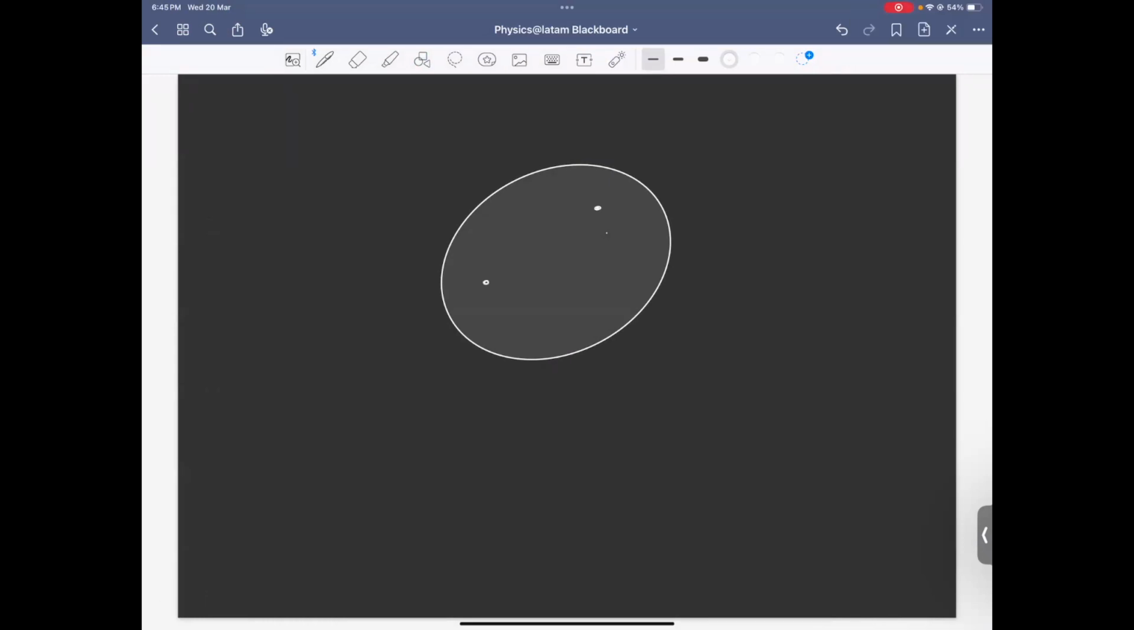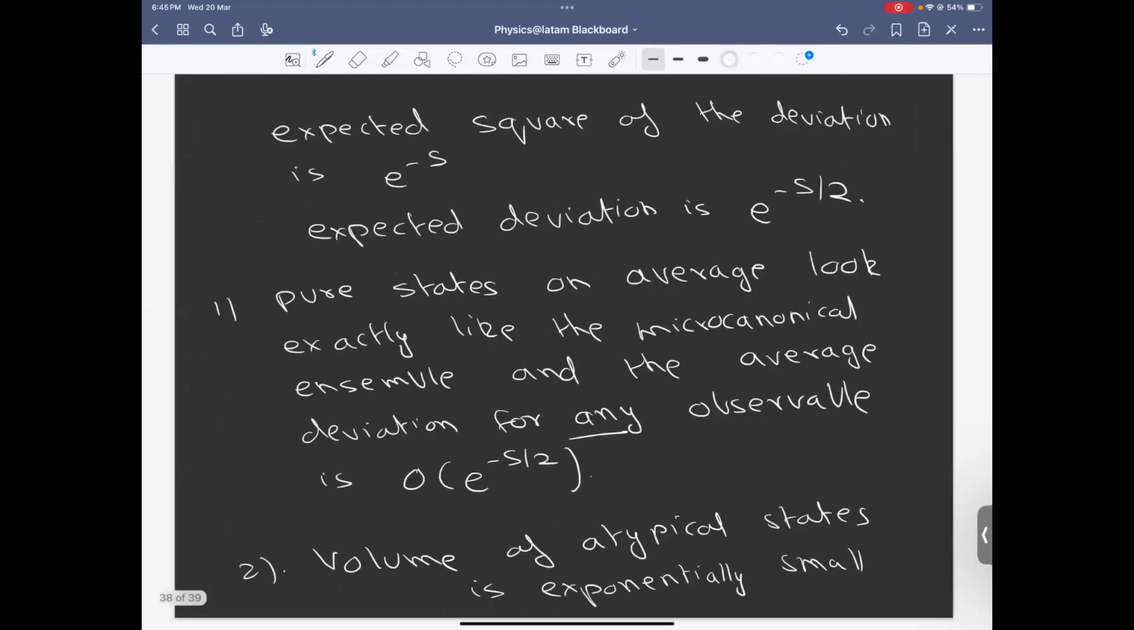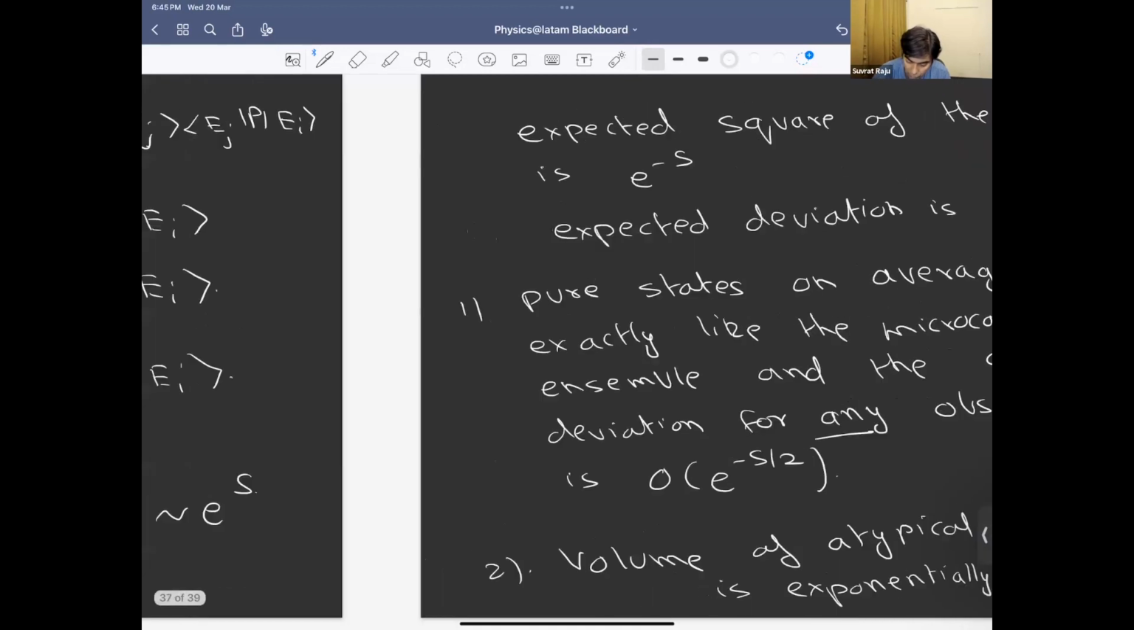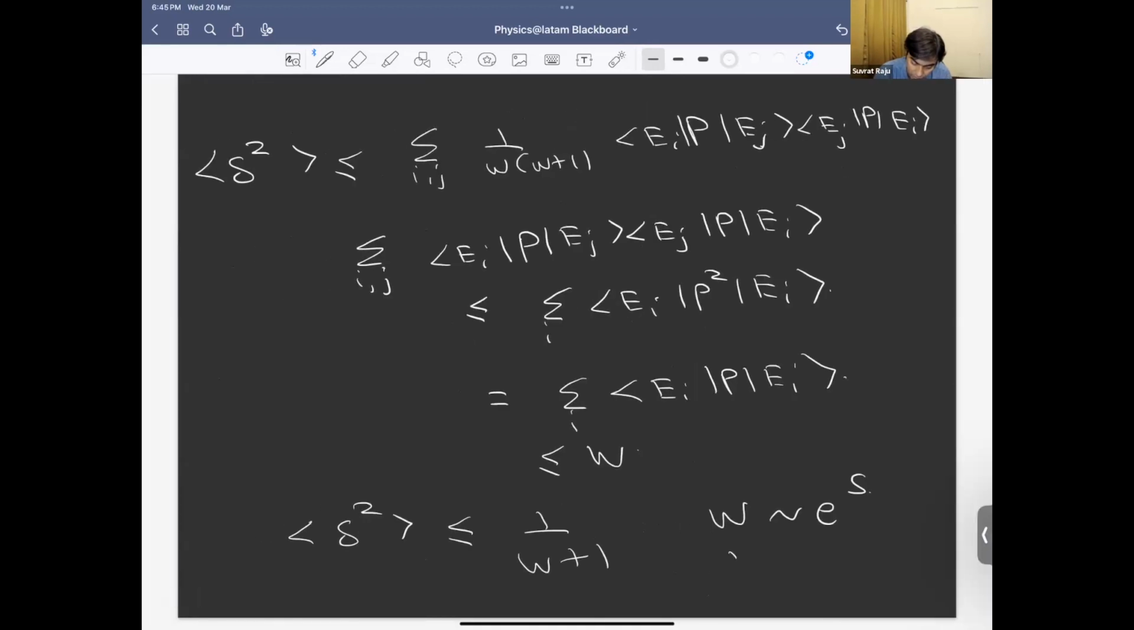Before you proceed, the second statement that you've written on the previous slide is more of a precondition, right? No, it's not a precondition. You see, we proved that the expectation of delta squared was smaller than this, right? So if there were atypical states where the variation was much bigger, say 1, clearly, if there's an atypical state where delta is equal to 1, the volume of that has to be small.